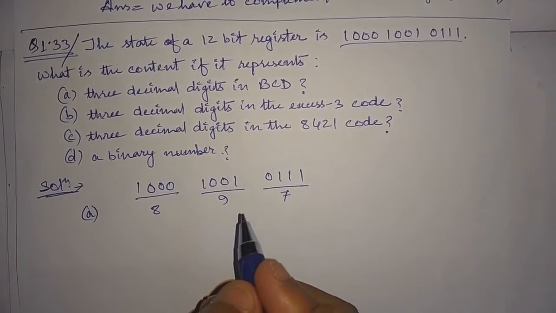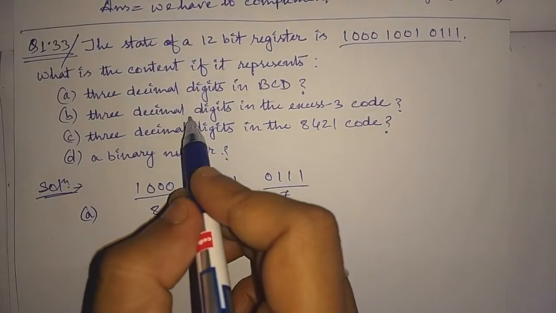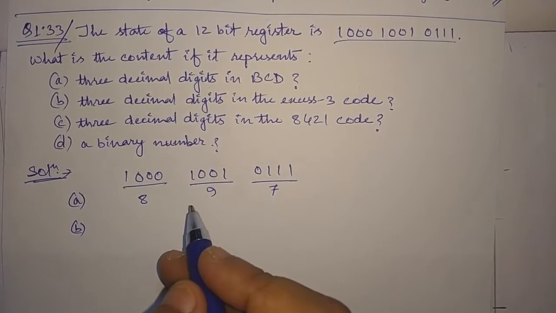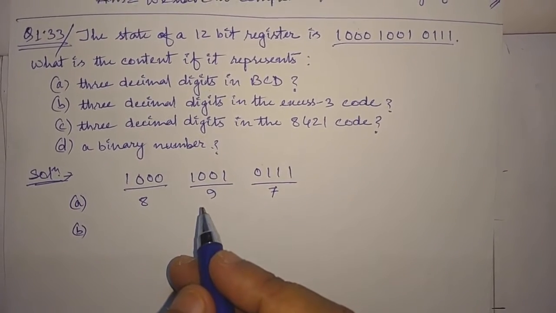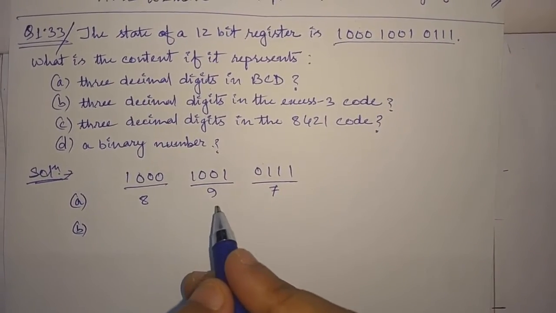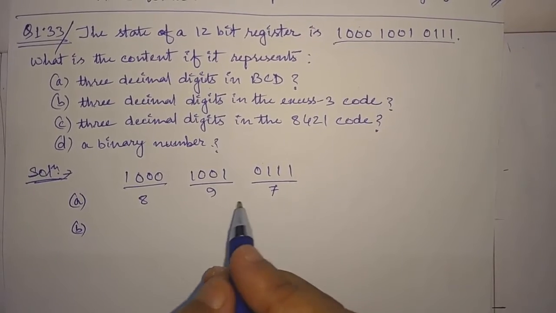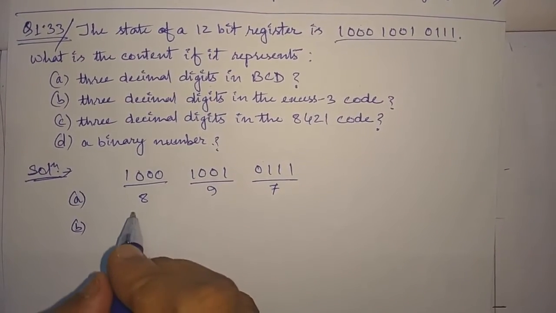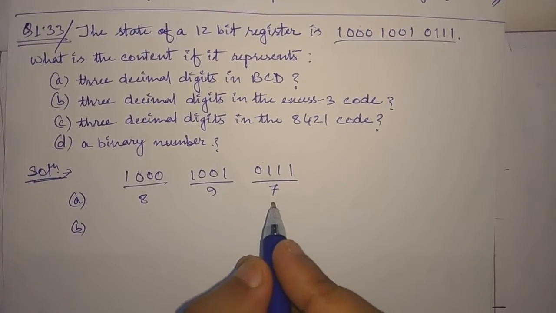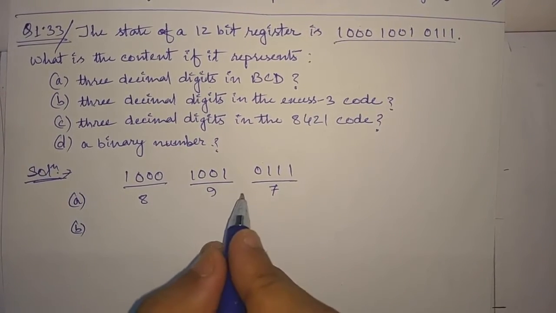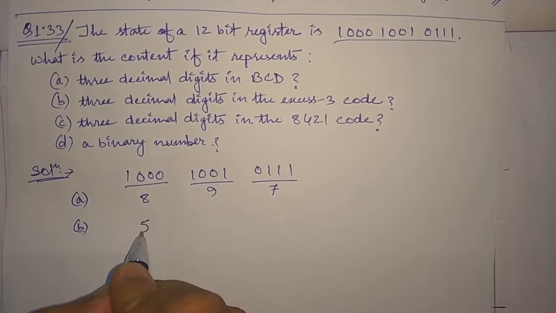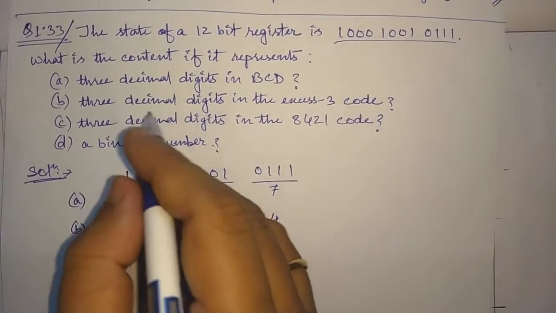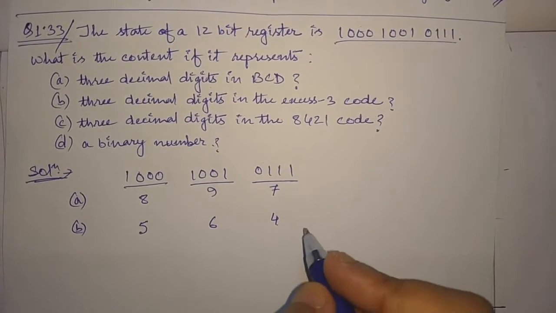So A. Then the next question is 3 decimal digits in the excess-3 code. So these are the digits now, and we have to consider these digits as excess-3 code. Then what will be the decimal number? If these are excess-3 code, then we have to deduct 3 from each of these digits. If we subtract 3 from these digits, it will become 5, and this one is 6, and this will be 4. So the decimal digits in excess-3 code will be 564.